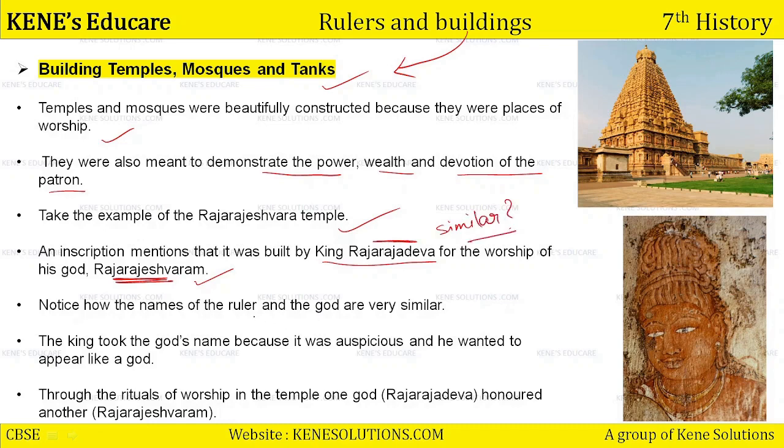Notice how the names of the ruler and the god are very similar. The king took the god's name because it was auspicious and he wanted to appear like a god. Not a god, but like a god. Through the rituals of worship in the temple, one god, Rajaraj Deva, honored another, Rajarajeshwaram, and this was the major practice while building the temples by the kings.